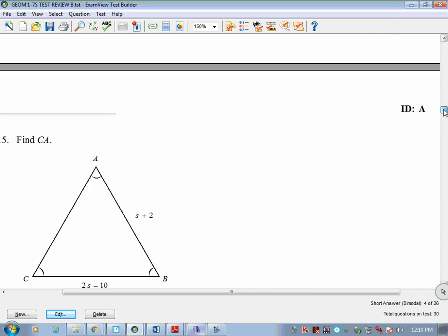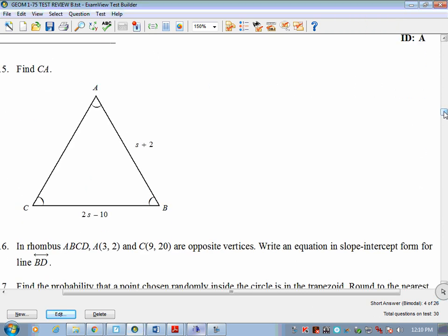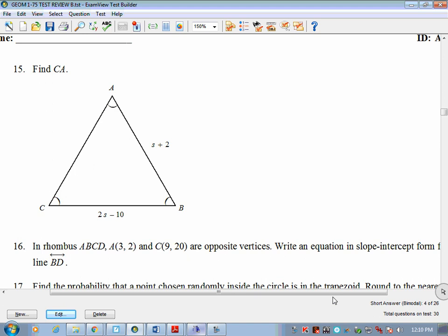All right, let's see. 15, find CA. What do I know about this triangle? It's equiangular, and because it's equiangular, we know it is equilateral, so that means all sides are going to be congruent. What do I need to solve for first in order to find CA? I need to find S, right? How do I find S?